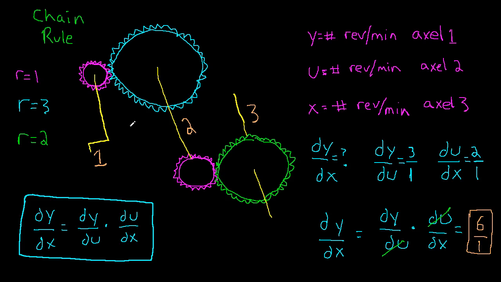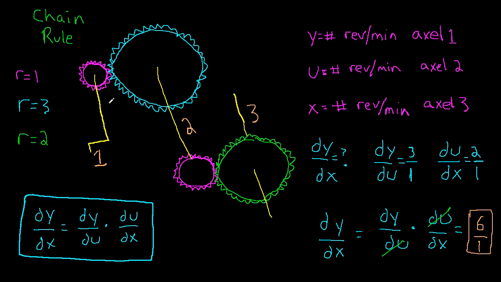What we did here is we asked the question: how does the change in axle 1 connect to the change in axle 3? They're clearly connected by this middle axle, axle number 2. What we discovered in the end was that as axle 1 turned 6 times, axle number 3 turned 1 time. And what we did to find that was we reasoned this way.